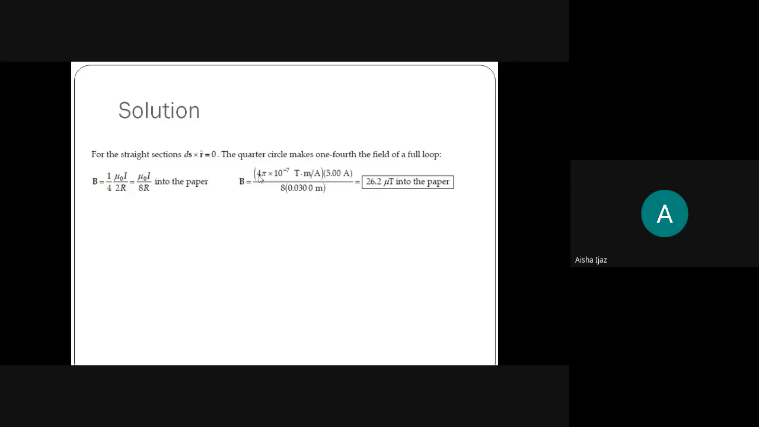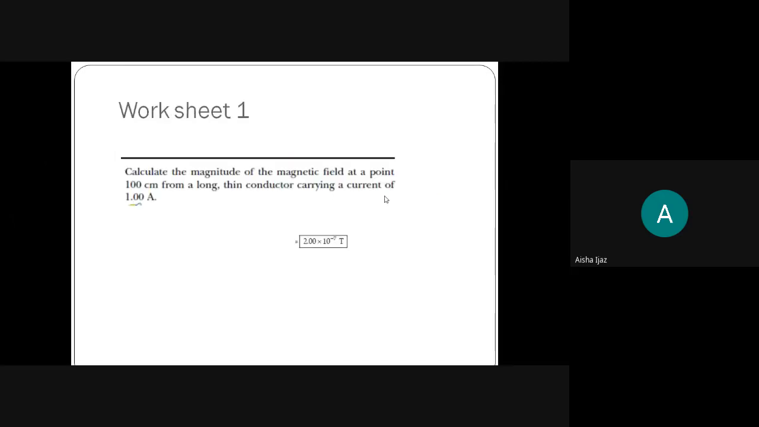Students, in the solution, steps are missing. You have to do the steps by yourself. I'm just giving you the answer. You will cross check it at home, and if you have any query you can ask me. This is a worksheet you have to do.